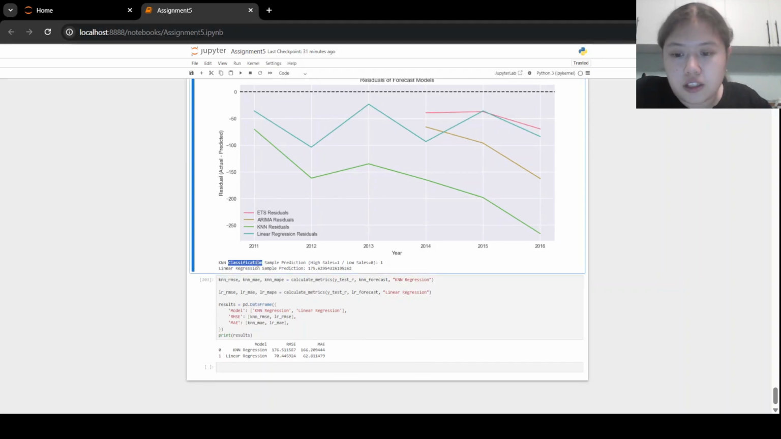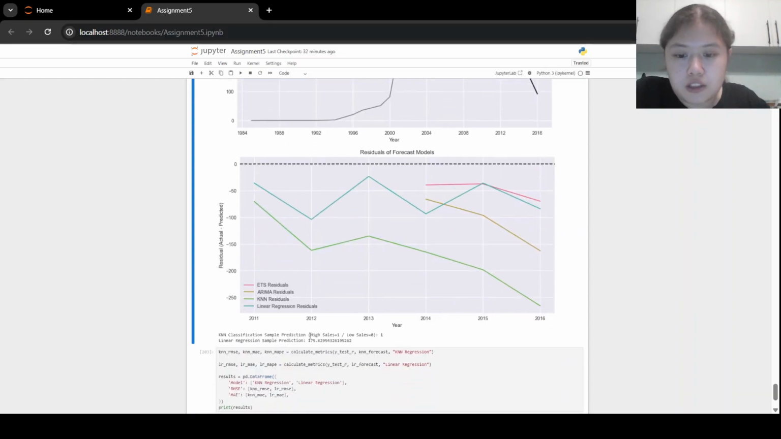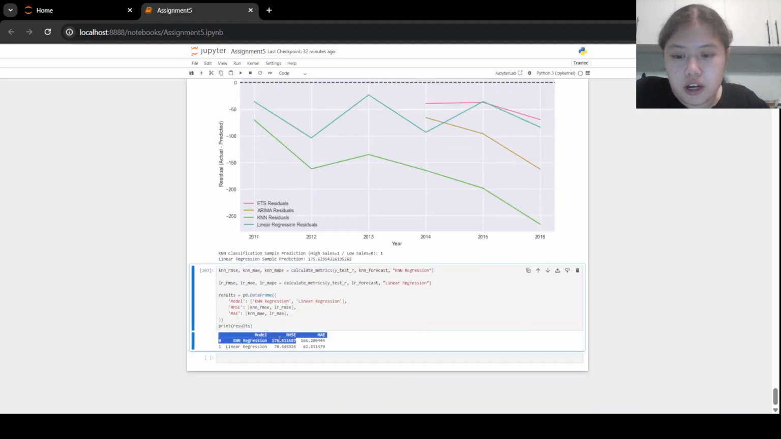And as we can see, here the KNN prediction class is predicting that the next outcome is going to be in the high sales, and linear regression says that the next outcome is going to be this amount of global sales in millions. And here is the residual errors. So as you can see here, we figured out that linear regression is far more reliable and accurate in our case. That's all.